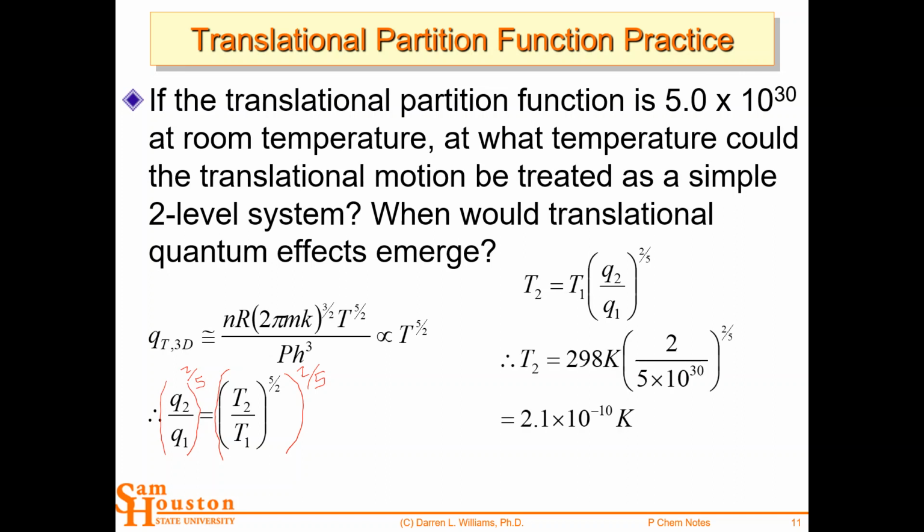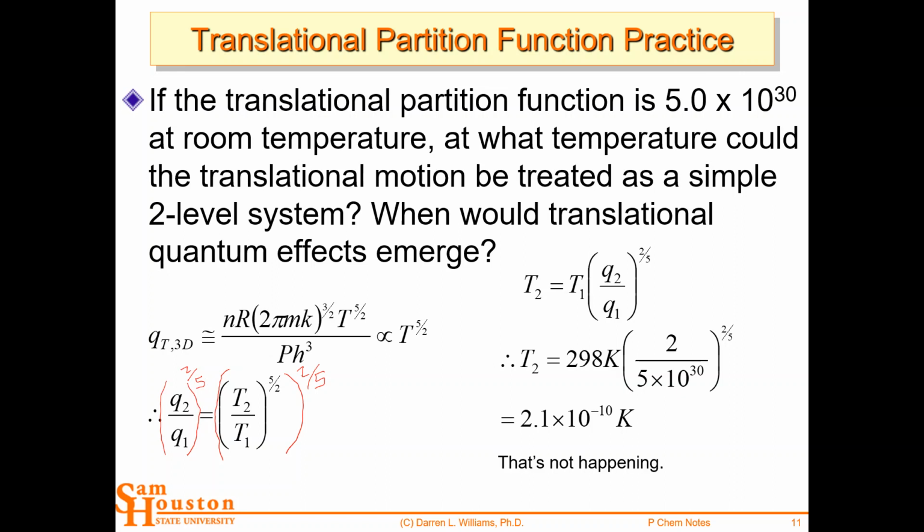And so we can put in the temperatures. So we have 298 Kelvin, which is corresponding to Q1, 5 times 10 to the 30. And then Q2 is 2. We want a two-level system. We want to have 2 levels populated. And our temperature is 2.1 times 10 to the minus 10 Kelvin. We can't get there. So I don't think we would see the translational effects emerge.